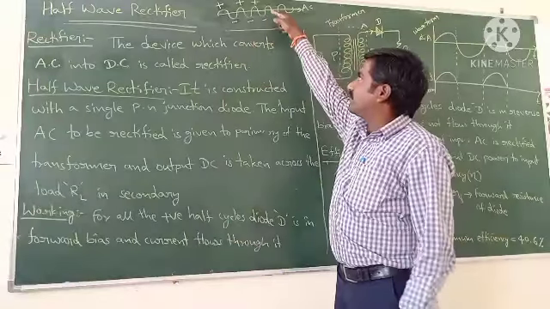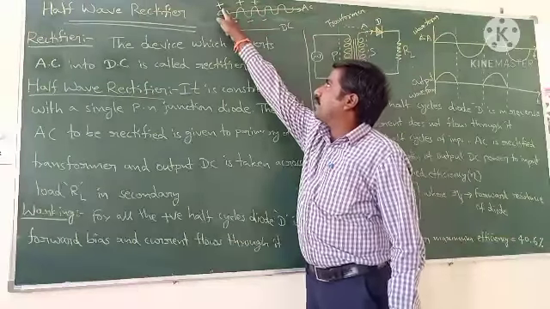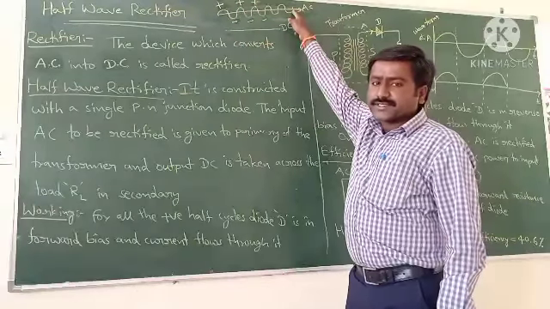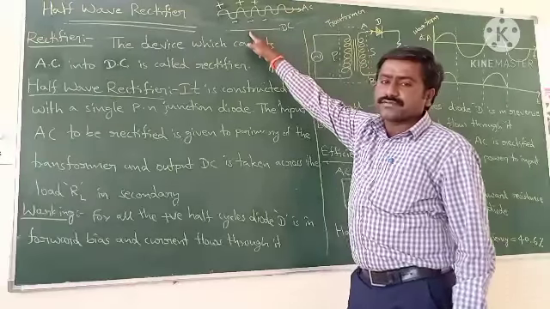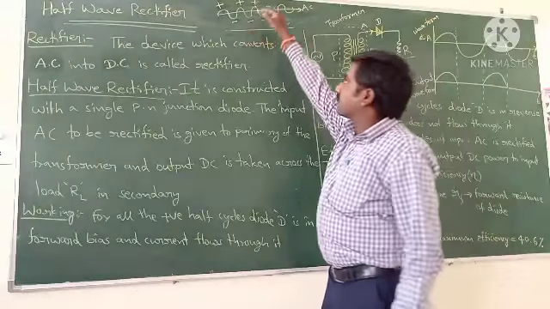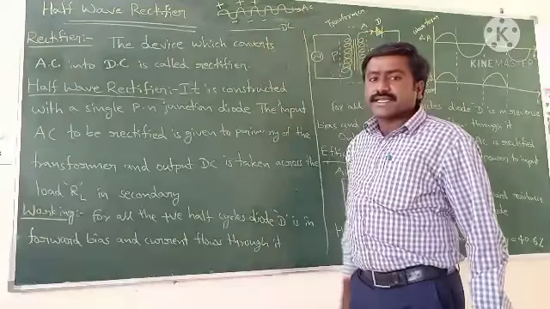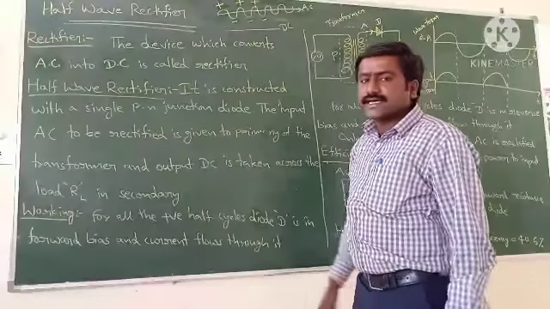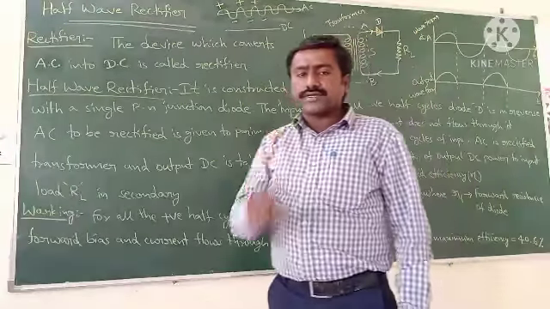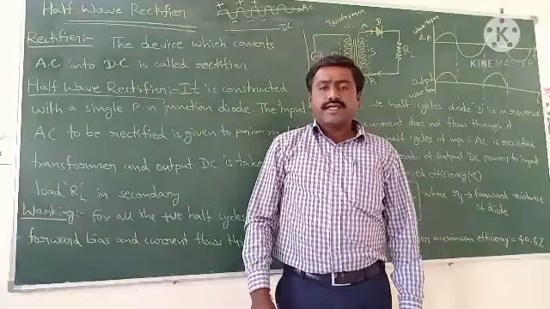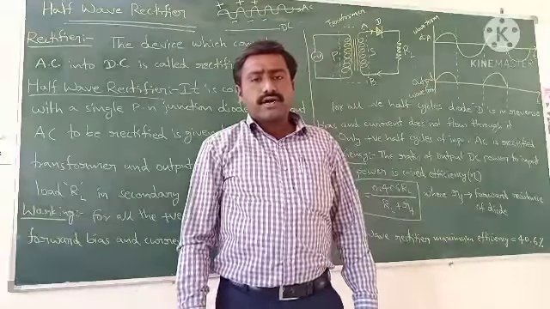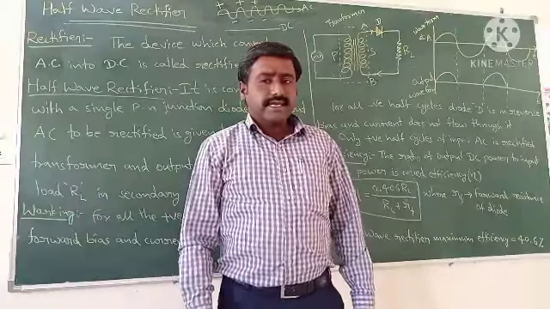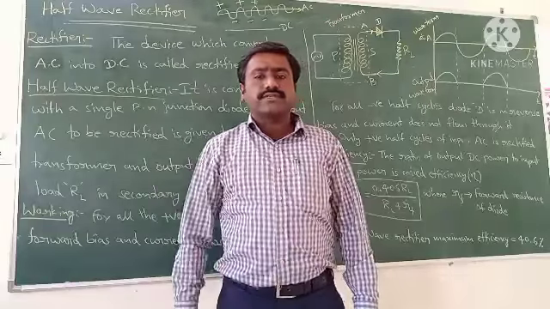So this is the representation of alternating current. It consists of positive and negative cycles, positive, negative, positive, negative. And a straight line is the representation of direct current. So the conversion of AC to DC is called rectification, and the device which converts AC to DC is called rectifier. We have two types of rectifiers. One is half wave rectifier and the other one is full wave rectifier. Half wave rectifier means only half of the wave will be converted into DC, and full wave rectifier means the entire wave will be converted into DC.